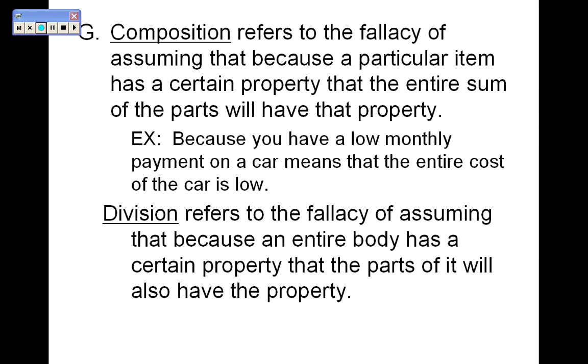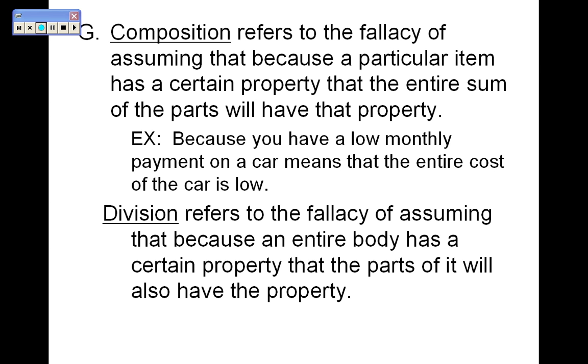Next one is composition. I see this a lot in advertisements. It refers to the fallacy of assuming that because a particular item has a certain property, the entire sum of its parts will have that property. Advertisements do this. They'll say, for only 20,000 low monthly payments of $7, you too can own blah, blah, blah. And you're thinking, oh, $7. Yeah, but when you add up $7 times the number of payments you have to do, it's still a lot of money. They're purposely using just that particular item in a gigantic whole to leverage and convince you to buy a certain thing.